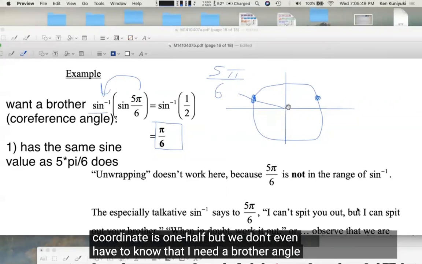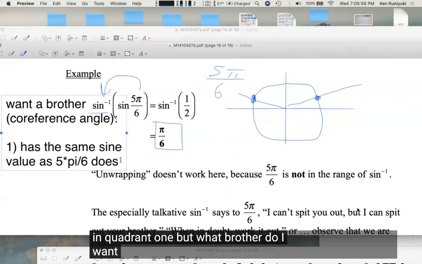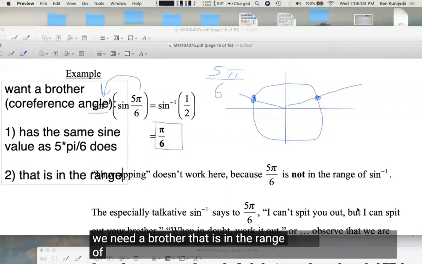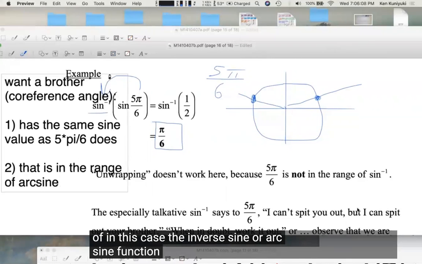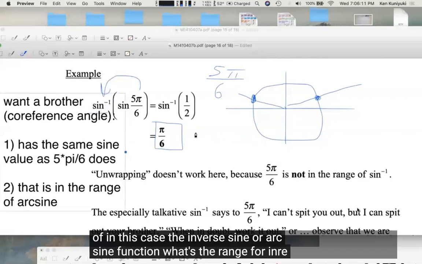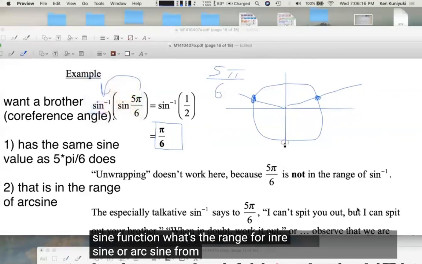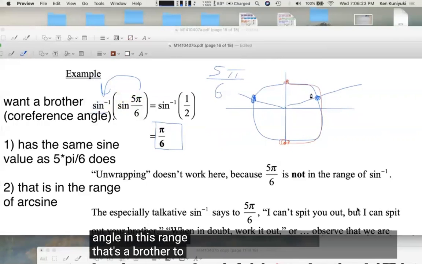I need a brother angle in quadrant 1. But what brother do I want? We need a brother that is in the range of, in this case, the inverse sine or arc sine function. What's the range for inverse sine or arc sine? From negative pi over 2 to pi over 2. And what is the only angle in this range that's a brother to 5 pi over 6?